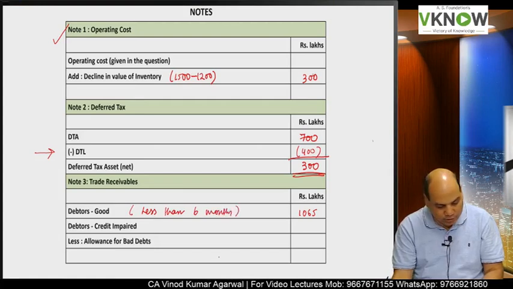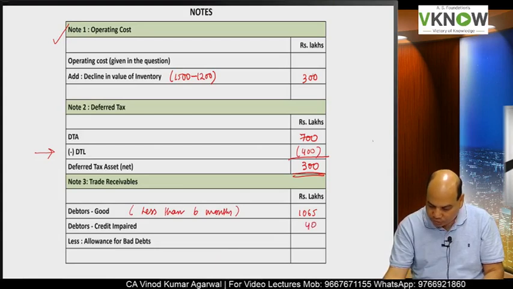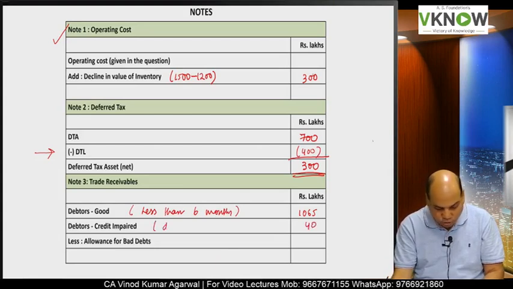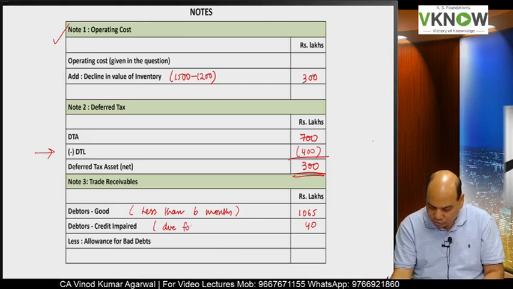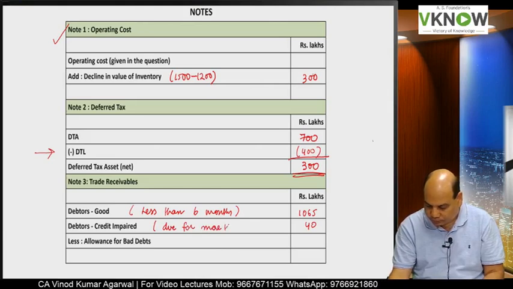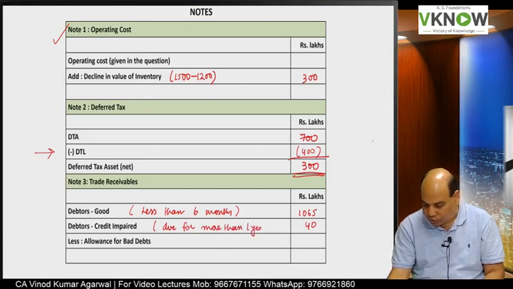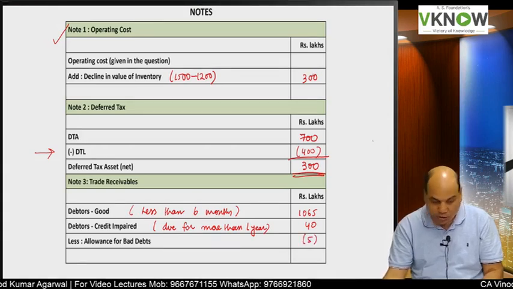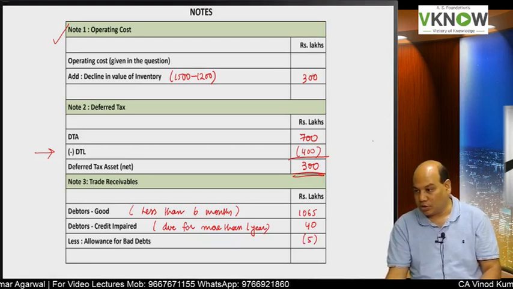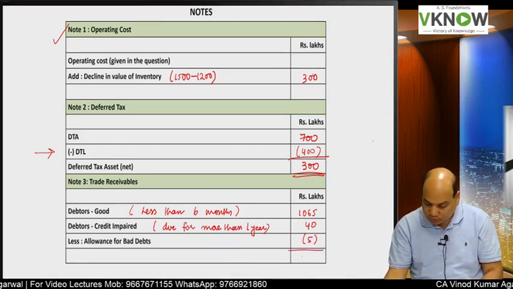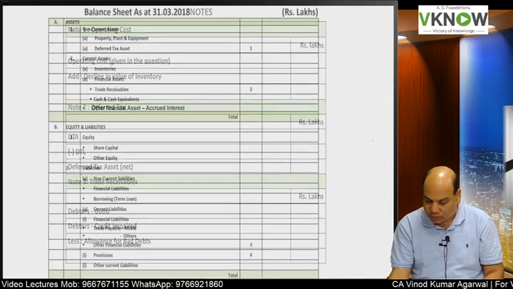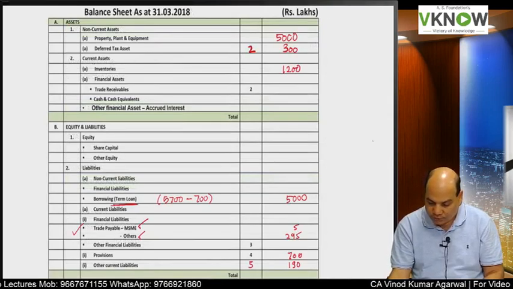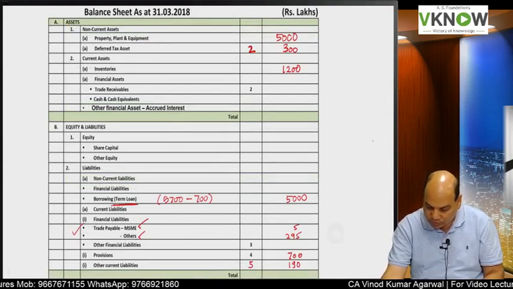Then debtors which are credit impaired is 40. Due from past 1 year. Outstanding for more than 1 year. The users will understand that these debtors are now very risky and they are not going to pay. The company will incur losses. So what is the total? Total will be same, 1100. So I'll put this 1100 in the balance sheet, asset side, financial asset, trade receivable.